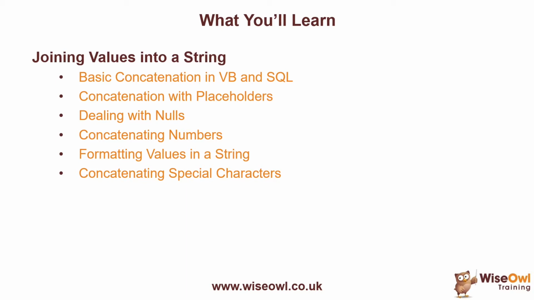We'll look at how you can deal with nulls when you concatenate values, and then how to concatenate numbers into a string, including how to format those numbers in the final output. The final part of the video looks at concatenating special characters such as tab spaces and new lines, so quite a few things to do here. Let's get started.